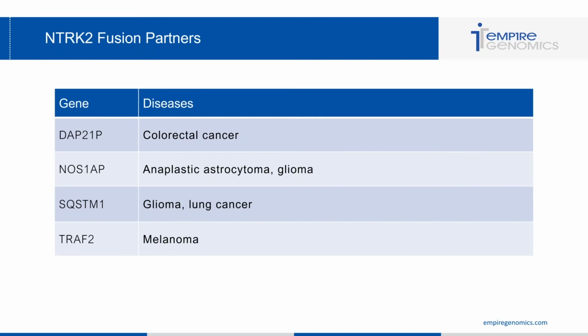Looking at fusion partners of the NTRK2, and again, these are just partners that have been found through research and are associated with these diseases. So fusion of NTRK2 with the DAP21P is associated with colorectal cancer. Fusion of NTRK2 with NOS1AP is associated with anaplastic astrocytoma and glioma. Fusion of the NTRK2 with the SQSTM1 is associated with glioma and lung cancer. And finally, fusion of NTRK2 with the TRAF2 is associated with melanoma.